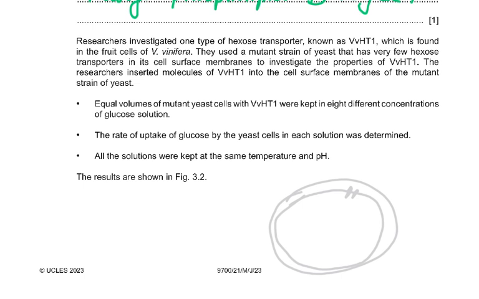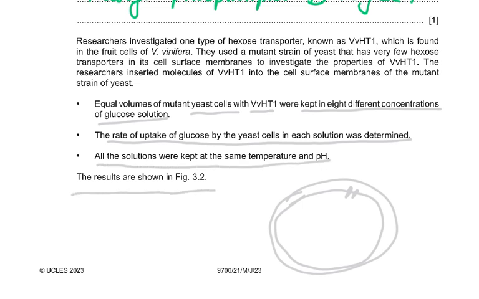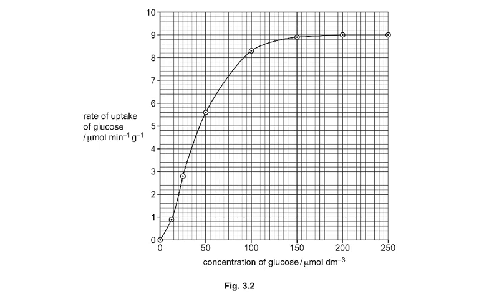Equal volumes of mutant yeast cells with VVHT1 were kept in 8 different concentrations of glucose solution. The rate of uptake of glucose by the yeast cell in each solution was determined. All the solutions were kept at the same temperature and pH. The results are shown in figure 3.2. Here on the y-axis you have the rate of uptake of glucose in micromoles per minute per gram and concentration of glucose. So you can see what is happening.